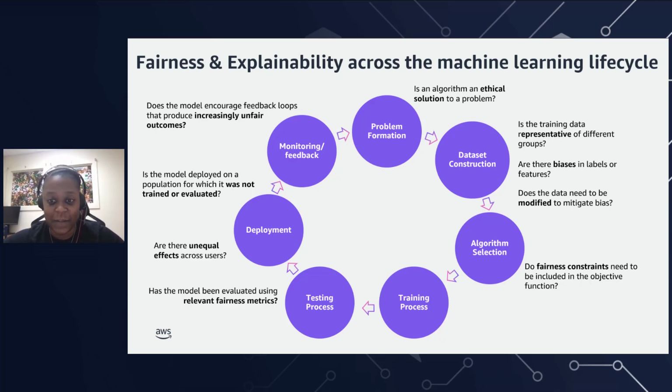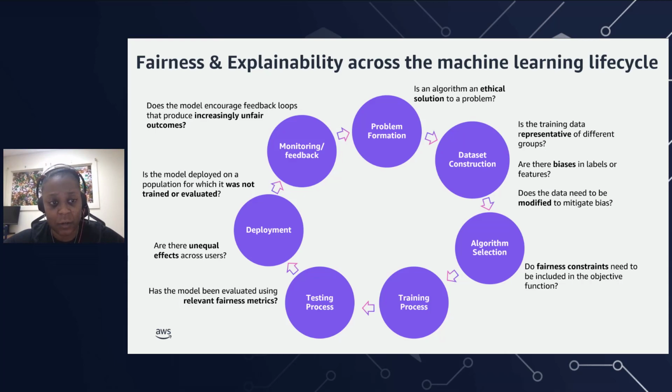In terms of algorithm selection, as someone who's been training models for almost a decade now, you have to think about, do fairness constraints need to be included in the objective function? There are so many different models out there, so many different ways you can choose to train an AI or ML model. And so think about the differences amongst the different types of algorithms. Also, the training process, which is pretty much self-explanatory. Once it trains, you must test. Has the model been evaluated using relevant fairness metrics? And those can change again depending on the use case.